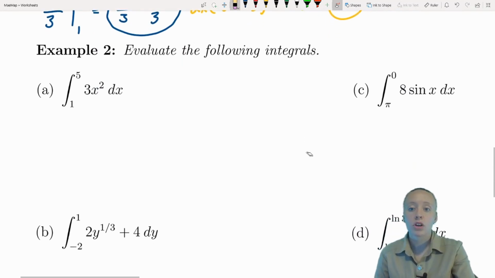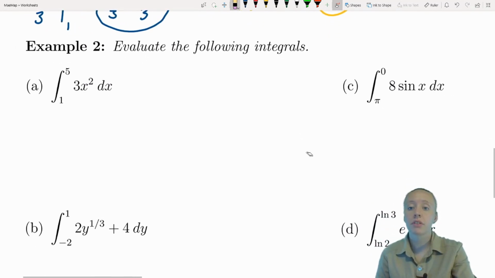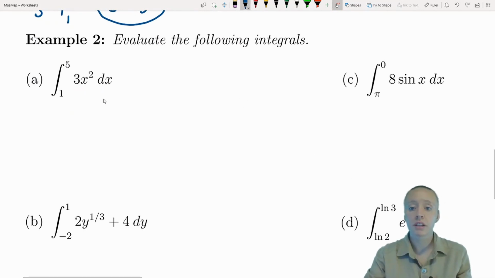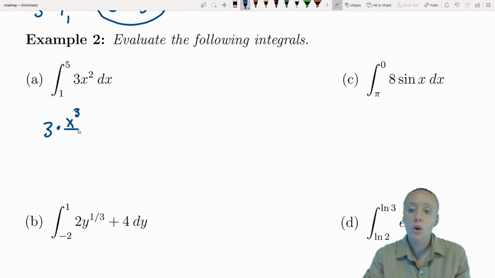So for part A, we're first going to evaluate the integral of 3x squared dx from 1 to 5. Integrating 3x squared, remember, power rule, I increase that exponent by 1 and then divide by my new exponent. And a little bit of constant multiple rule here as well, because I can pull that 3 right on out in front. So I'm going to get 3 times integrating x squared, that's going to be x cubed over 3. See how I added 1 to my exponent of 2, and then I divided by that new exponent, and this is going to be evaluated from 1 to 5.